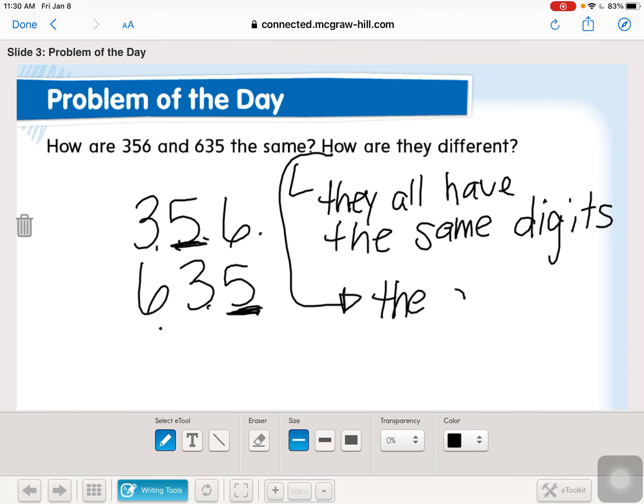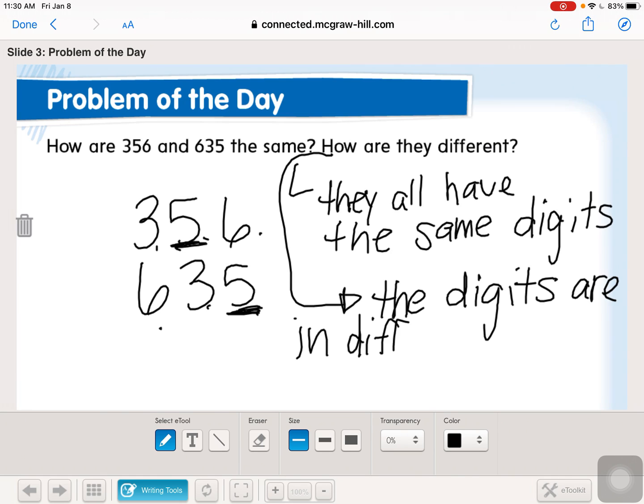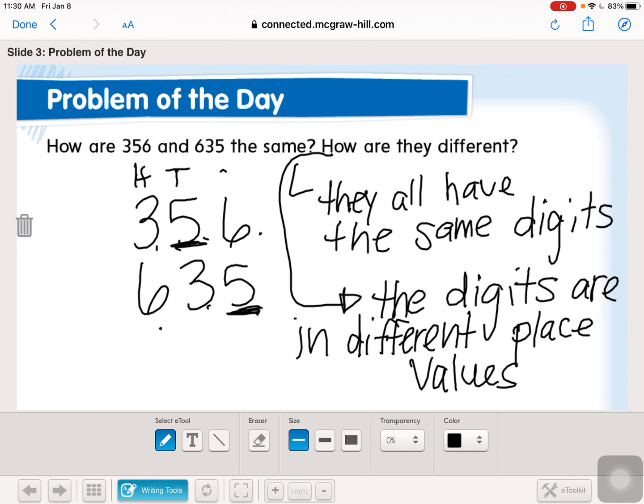The digits are in different place values. So we've got hundreds, tens, and ones. In the first number, we have 6 ones. In the second number, we have 5 ones. In the first number, we have 5 tens. In the second number, we have 3 tens. And in the first number, we have 3 hundreds. In the second number, we have 6 hundreds. So even though the digits are all the same, they're very different numbers.